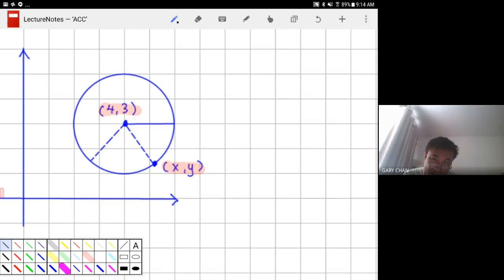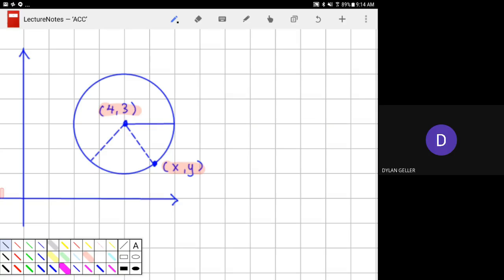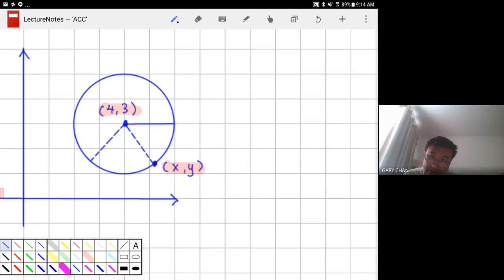There's a formula, again, that allows me to find the distance. What's that formula called? The distance formula. There you go. Thank you, Emmett. It is, in fact, the distance formula. So Emmett, do you remember what the distance formula is?